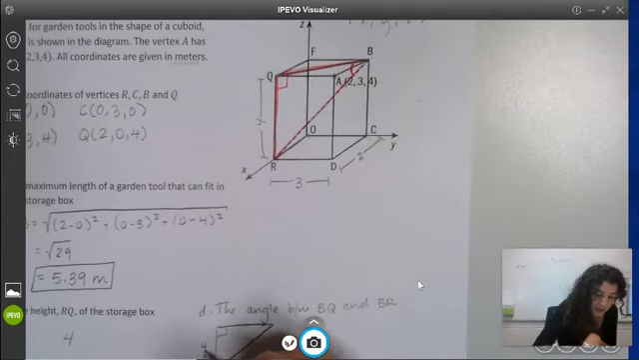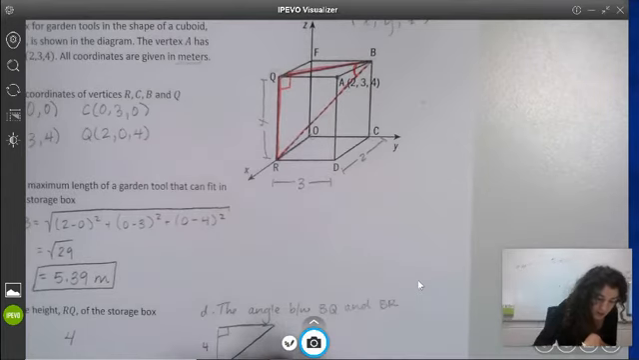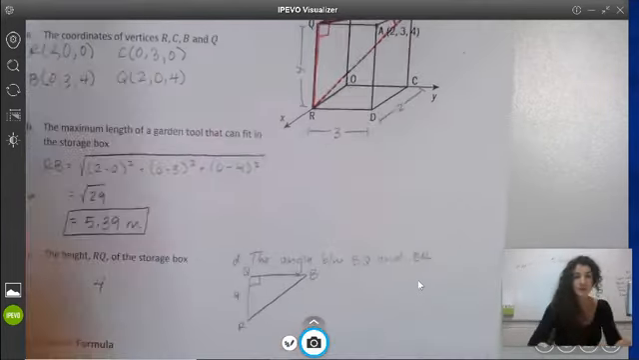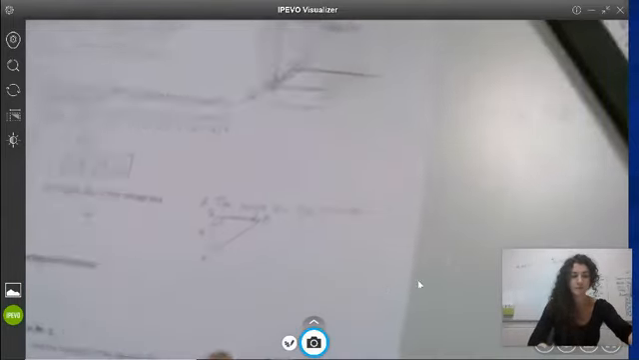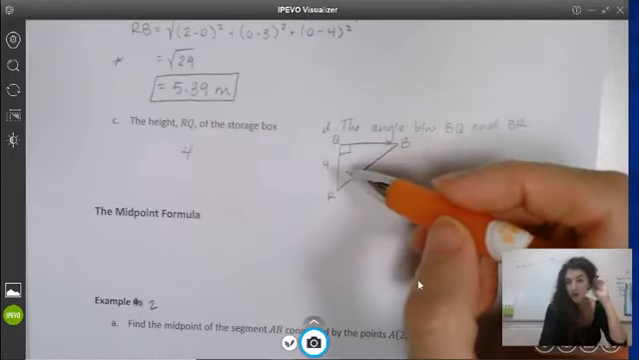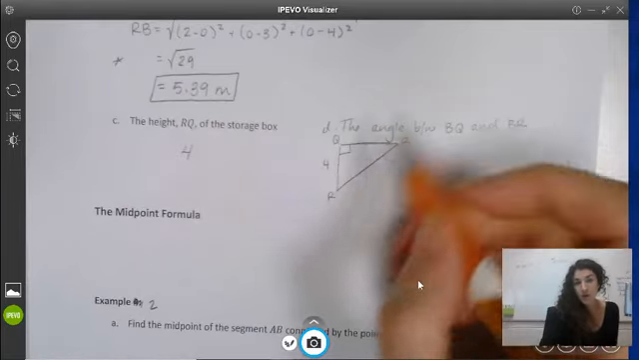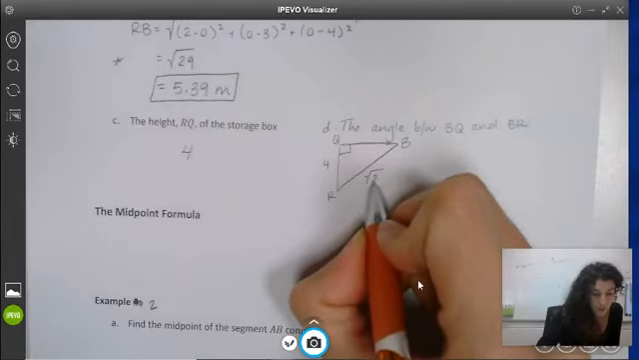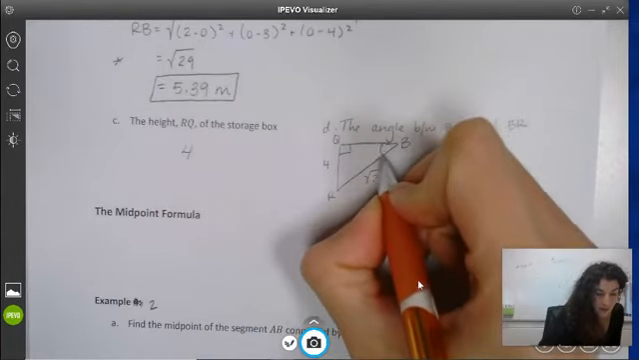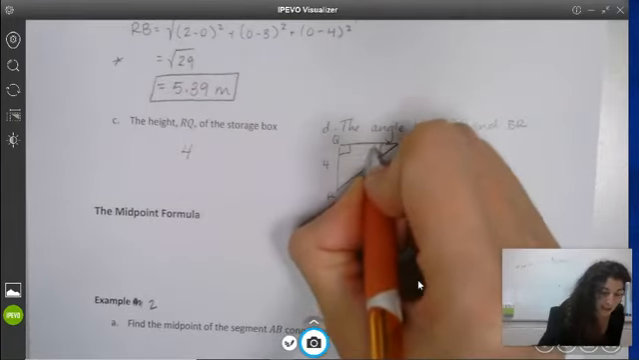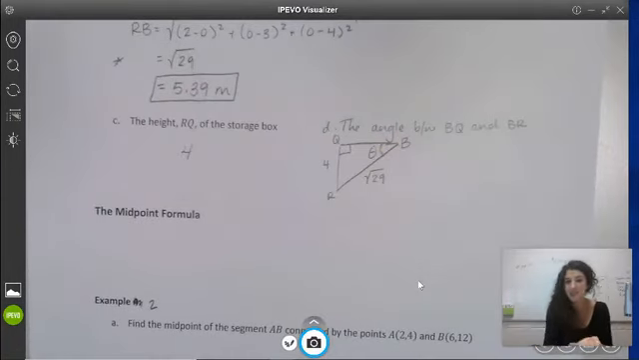If I want to draw it, it doesn't have to be the best drawing, but I know that that is 4. This is R, this is Q, and this is B. Whoops, sorry. So we know that QR is 4. We've also solved for BR, or RB. I'm going to leave it as the square root of 29. We would like to solve for this angle right here. I'm going to label it as theta, like we tend to do when we're solving for angles.